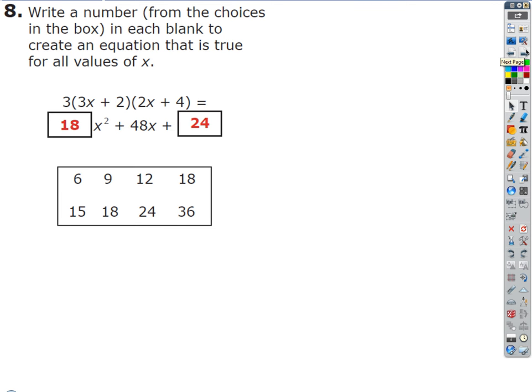What about this? This is pretty simple, right? All we're doing here is just simplifying. They want us to take this expression up here and turn it into a simple polynomial. So what would we do? How would I take this product of 3 times 3x plus 2 and 2x plus 4 and simplify it? Just distribute. I'm just going to multiply out, aren't I?